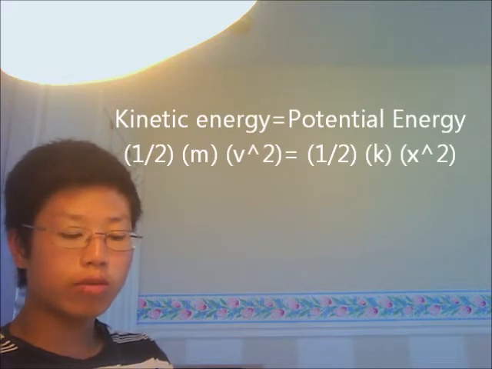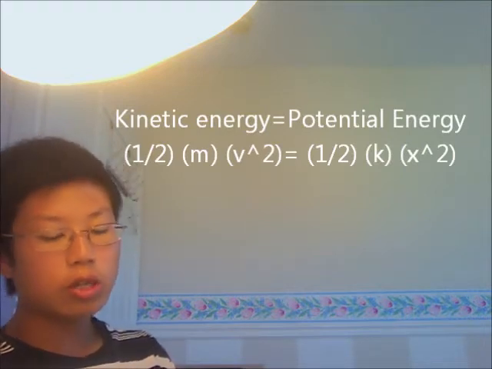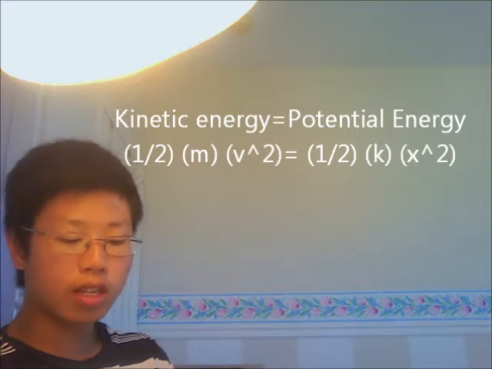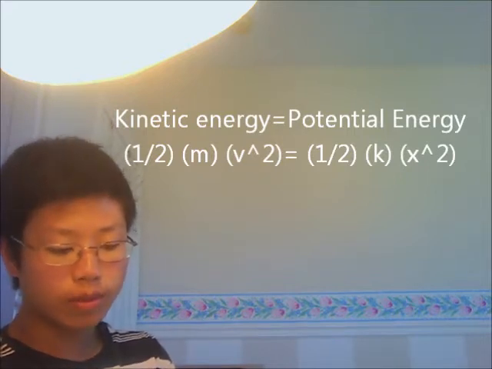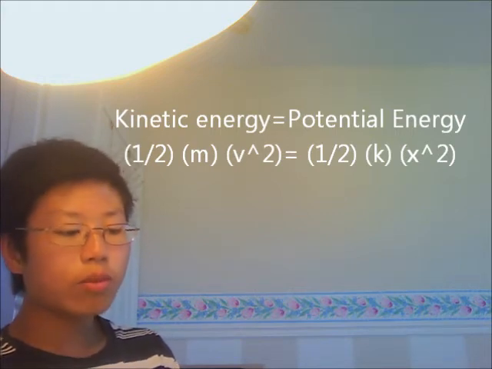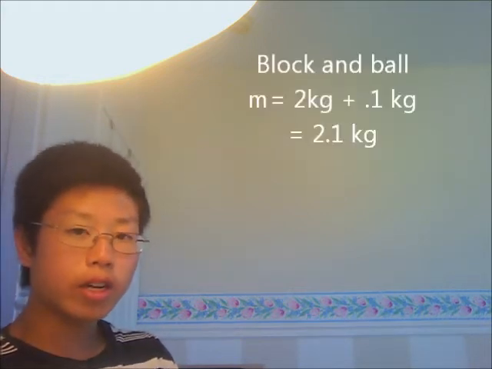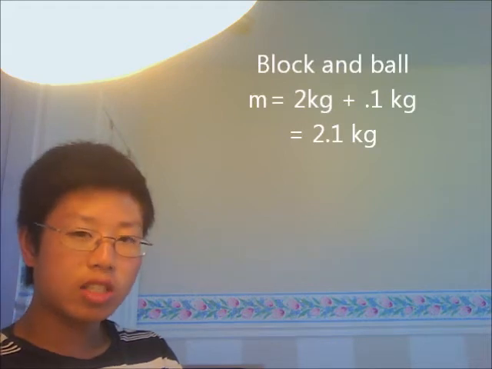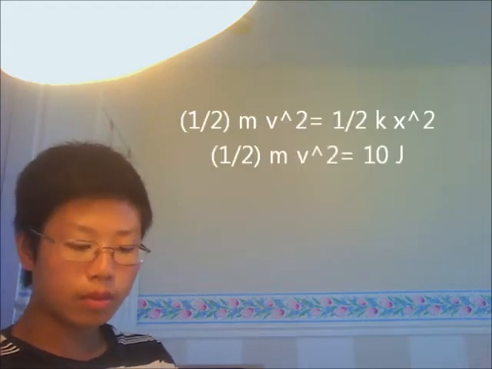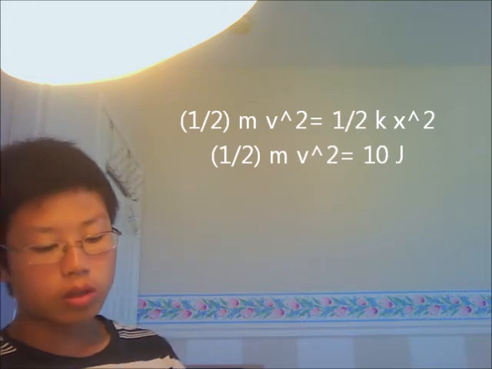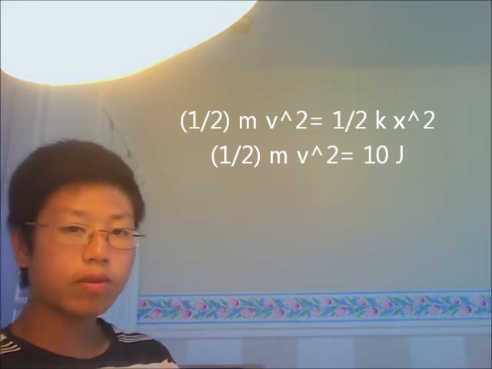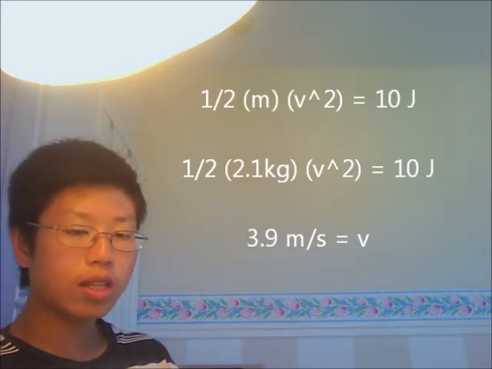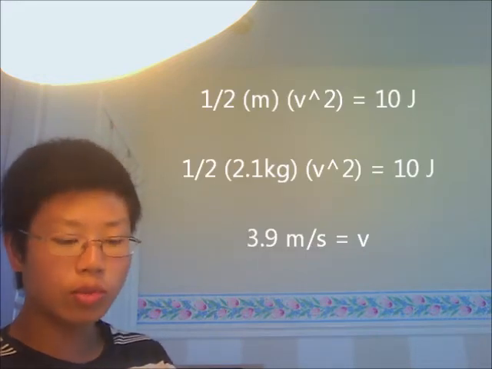So we can set 1/2 mv squared, which is the formula for kinetic energy, equal to the potential energy that we would have gained once the spring reaches the maximum compression. Because the ball of clay sticks onto the small block, the total mass is 2.1 kilograms. So, solving for velocity, we find that the velocity of the small block and the ball of clay is 3.9 meters per second.